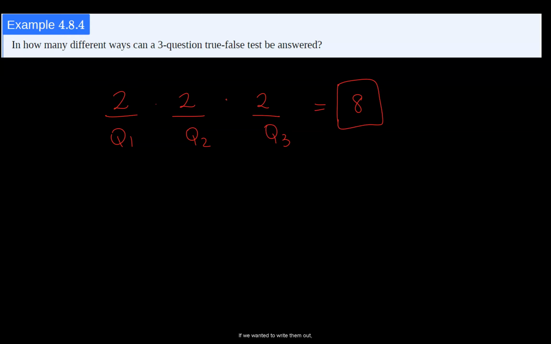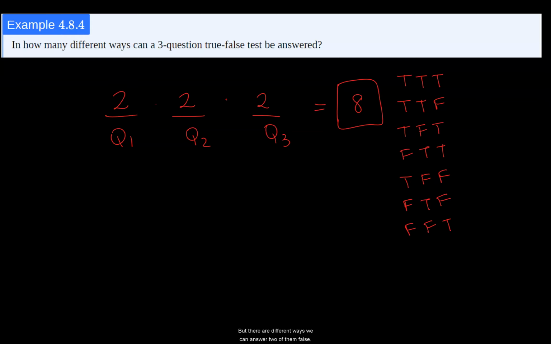If we wanted to write them out, this actually isn't too bad. It just takes some time. We could answer all 3 of them true. We could answer the first two true and the last one false, the middle one false, or the first one false. We could answer two of them false. But there are different ways we can answer two of them false. And then the last option is if all three of them are false. And notice there are 8 different options.